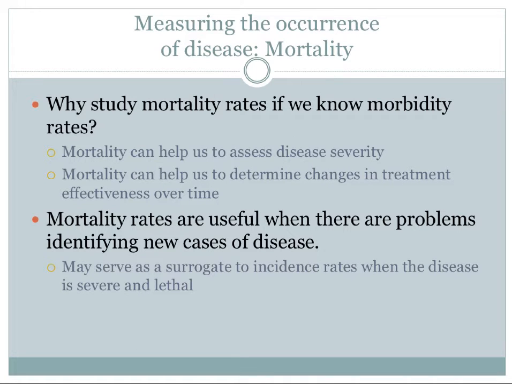You probably wonder, why study mortality rates if we know morbidity rates? Well, let's think about it. Morbidity rates, or disease rates, tell us the risk of the disease, meaning how many are affected, but we know nothing about the severity of the disease. By calculating mortality rates, we can identify diseases that pose the greatest risk for death, and then we can focus our treatment to delay the course. Also, we talked about how difficult it is to identify new cases of disease for diseases that have a long onset, such as cancer or cardiovascular disease.